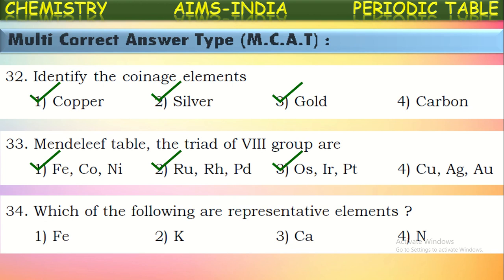Next, which of the following represent representative elements? So yes, we told that representative elements means the elements which belong to S and P blocks together are considered as representative elements, except noble gases. Now if you observe here, iron is a D block element, potassium is an S block element, even calcium is also an S block element, nitrogen is a P block element. Now these three elements, potassium, calcium and nitrogen, are called representative elements, whereas iron is a transition element.